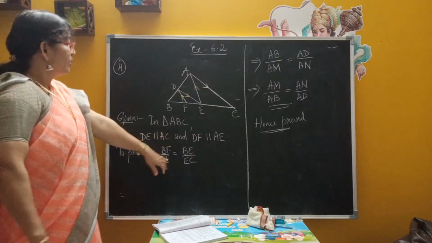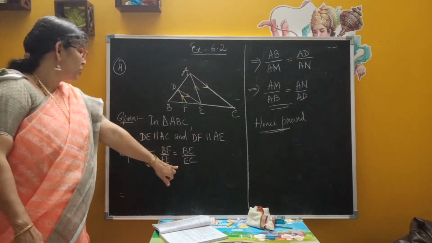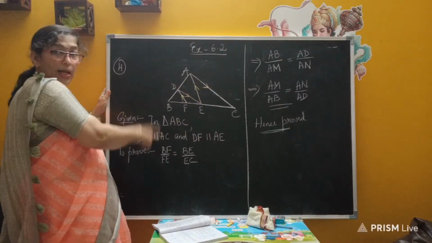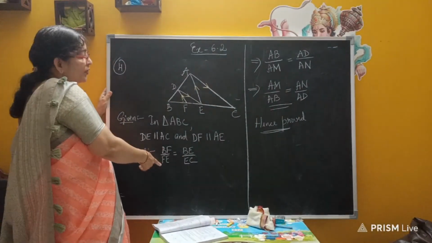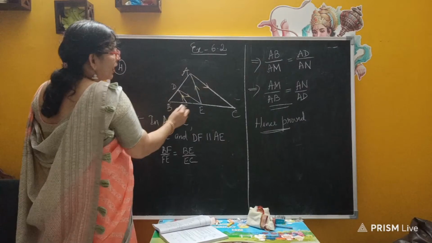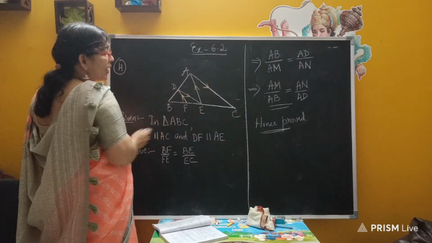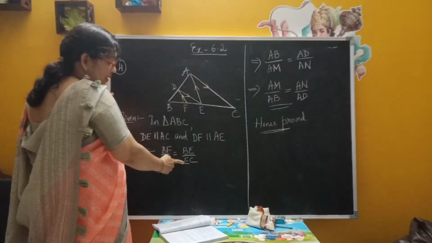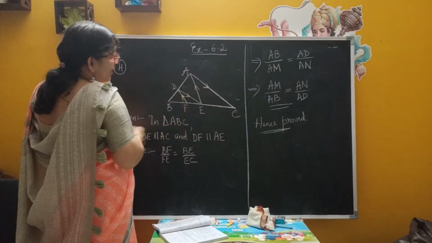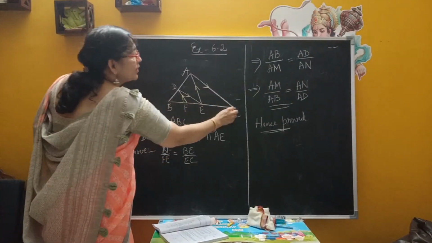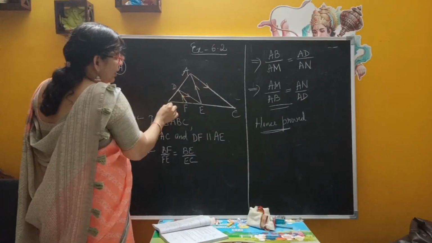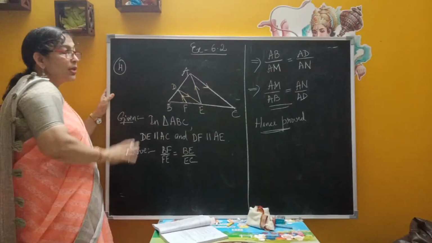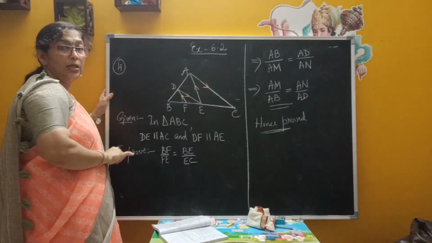Okay. BF by FE. As soon as you get the question, you check which triangle contains these two sides. BF and FE, BF and FE. Okay, so which is the triangle? ABE is the triangle. See the next one, BE and EC. Where are they? BE, EC. So which is the triangle? Triangle ABC. If you observe this, you can easily use the basic proportionality theorem.